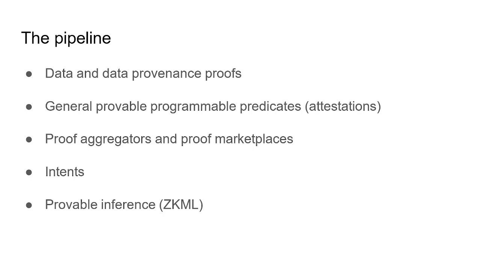Something that we've seen recently is that it's really hard to combine these proofs and this data from lots and lots of different sources. That's where proof aggregators and proof marketplaces come into play, where people are able to design systems in which they can combine heterogeneous proofs, proofs of different kinds, from different places.